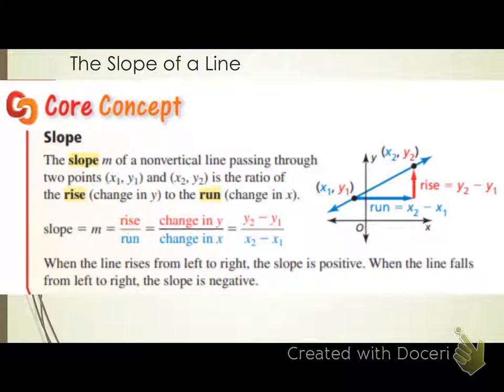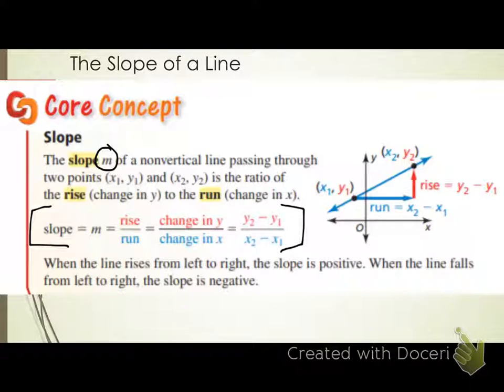So let's talk about slope. You guys have hopefully heard of slope before. You guys have probably generally heard it as just rise over run, right? That's what it is. Slope is rise over run. The slope m, we use the variable m to represent slope of a non-vertical line passing through 2 points, x1, y1, and x2, y2, is the ratio of the rise, my change in y, to the run. The run is my change in x. So I want you to write this whole equation down right here. Write that whole equation down.